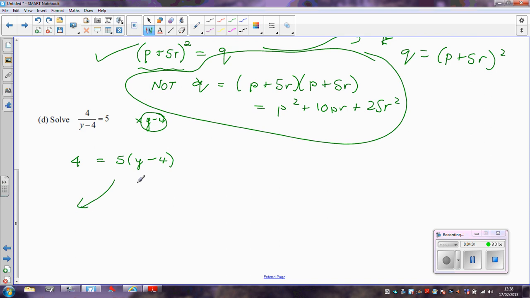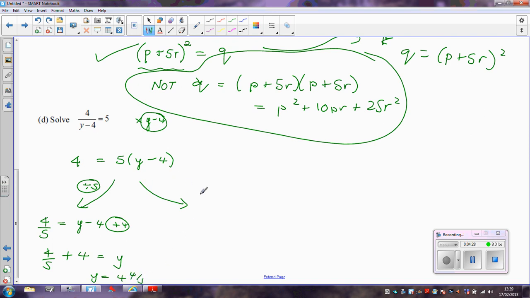Now I've got two choices here. I can either, at this stage, divide both sides by 5. Now if I divide both sides by 5, the left-hand side becomes 4/5. The right-hand side is then just y minus 4. If I then add 4 to both sides, I end up with 4/5 plus 4 is equal to y. In other words, y is equal to 4 and 4/5.